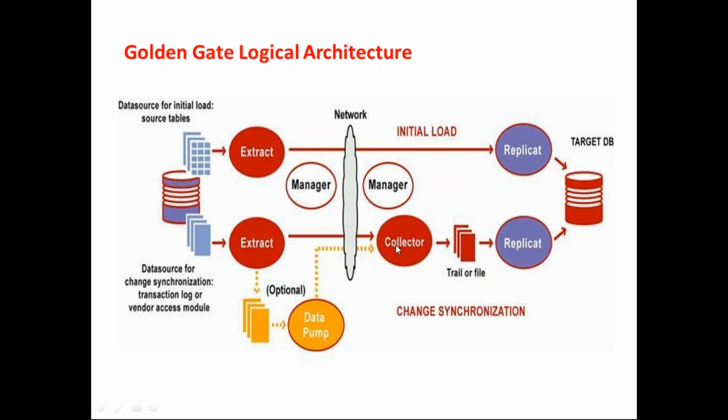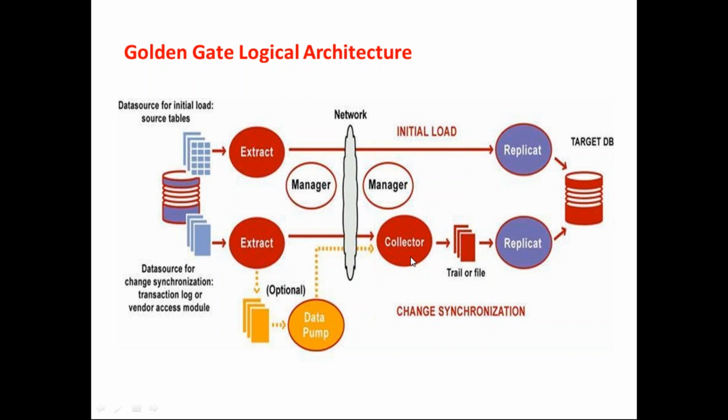Because it contains the machine name or the IP address, it may also contain the manager port number. Manager is managing the show, so it will contain the manager port number and the machine IP address, and it will send the data to the target with the help of that information. So the manager will make sure that when it sends the data, it starts the collector process, and it will let this communication happen between extract and collector.